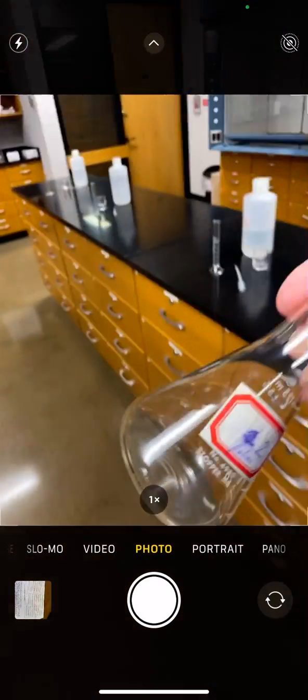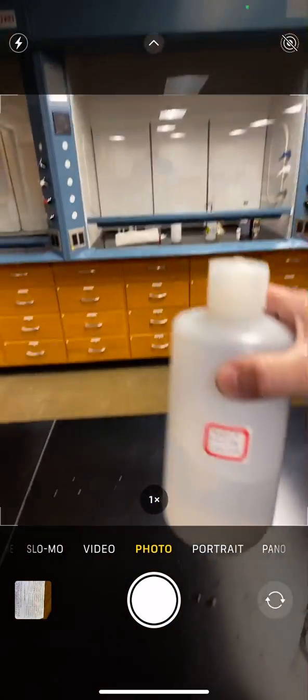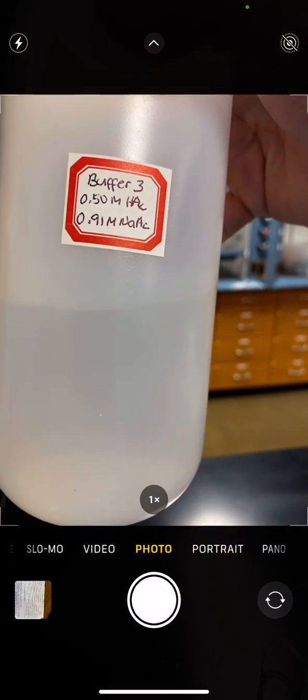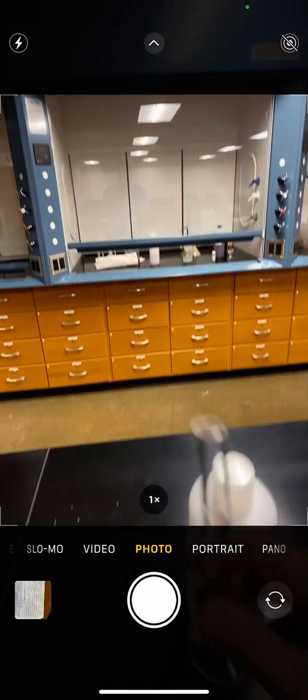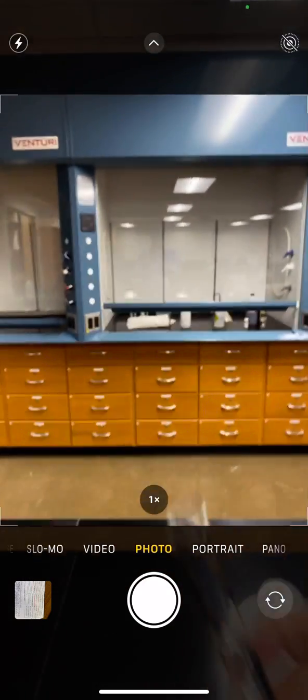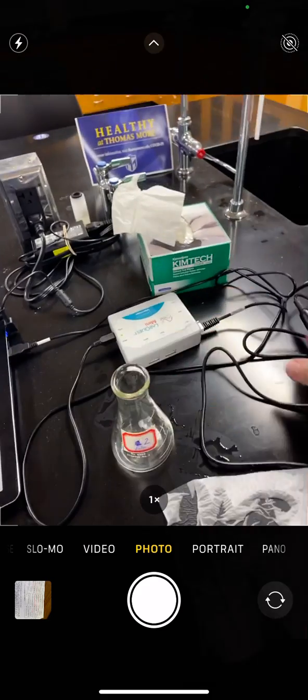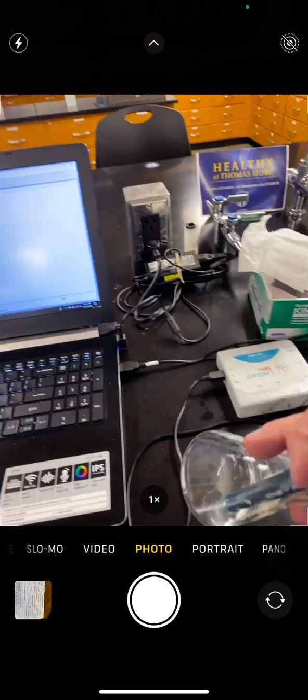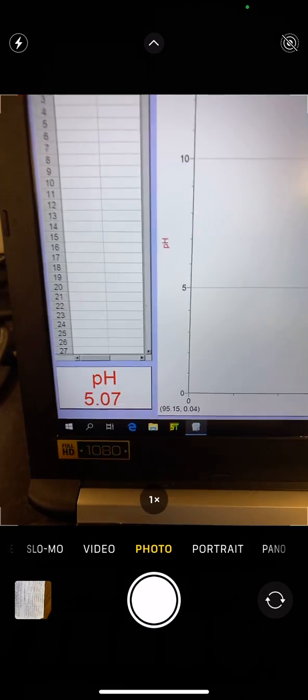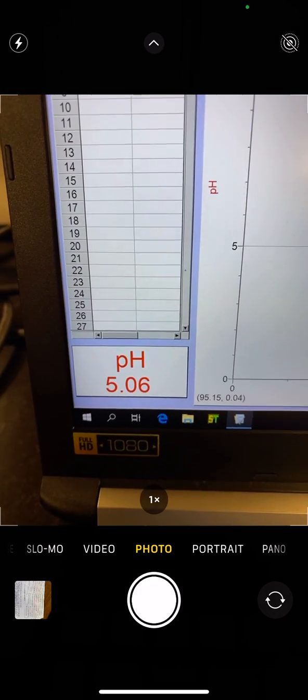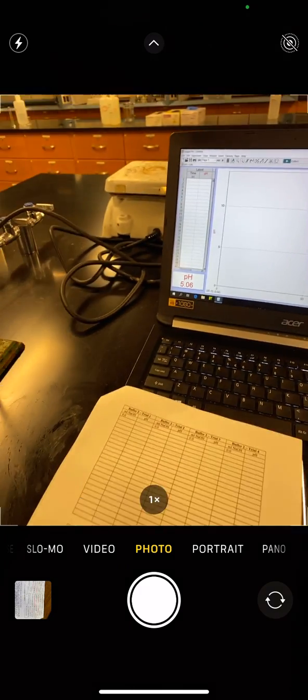We're grabbing another clean flask. I got the third buffer here, 0.5 and 0.91 acetic acid, sodium acetate. Got 10 milliliters of it. Pour it into the flask. Go over and read the pH. Put the probe in here. Give it a swirl. The pH, notice they all start out pretty much the same. 5.06.